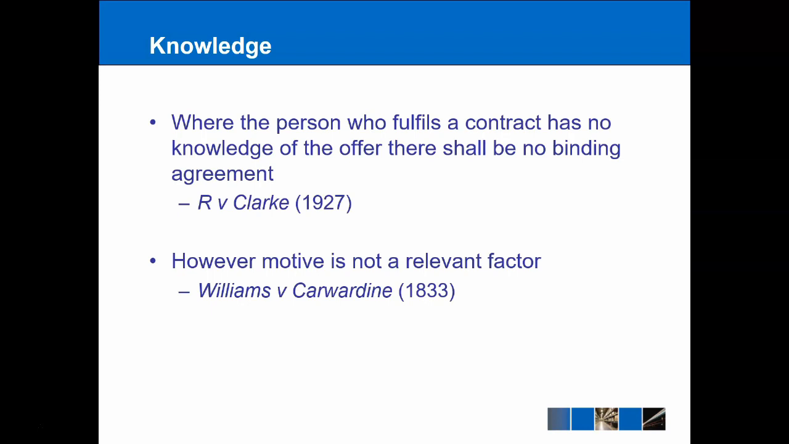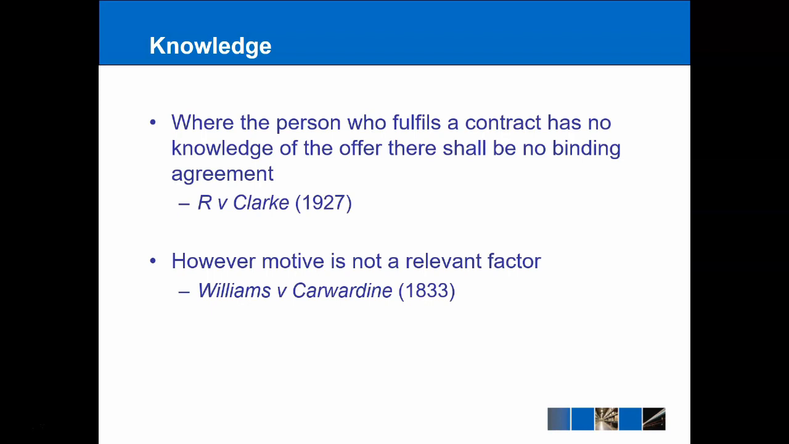So the Crown against Clark is a really interesting case because it was to do with an offer for a reward about information that would lead to the capture of a criminal. And Clark gave up this information, but it later transpired that they weren't actually aware of the offer of a reward for that information. And so because Clark didn't have that particular knowledge, he was not able to claim the reward, and so he lost out in that particular situation.